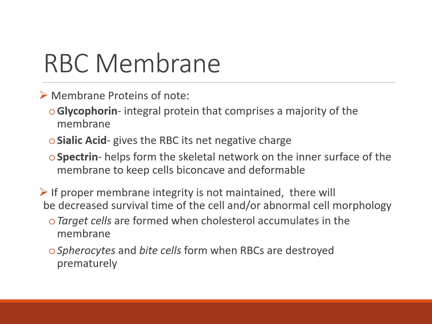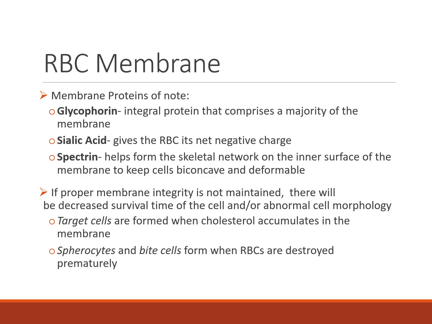We're also going to have a less efficient oxygen transport system due to a decreased surface area. If proper membrane integrity is not maintained, there will be a decrease in survival time as well, because of the abnormal morphology that it would cause, or the lack of deformability or permeability. Those cells are recognized by the spleen, or they get caught in the splenic cords because they aren't deformable, or they can't pass through those narrow passageways, and the splenic macrophages will come in, pluck them out, break them down, and send them to be recycled.